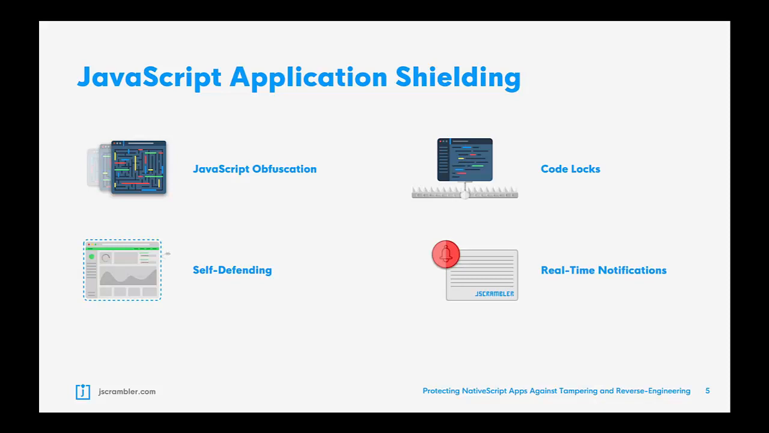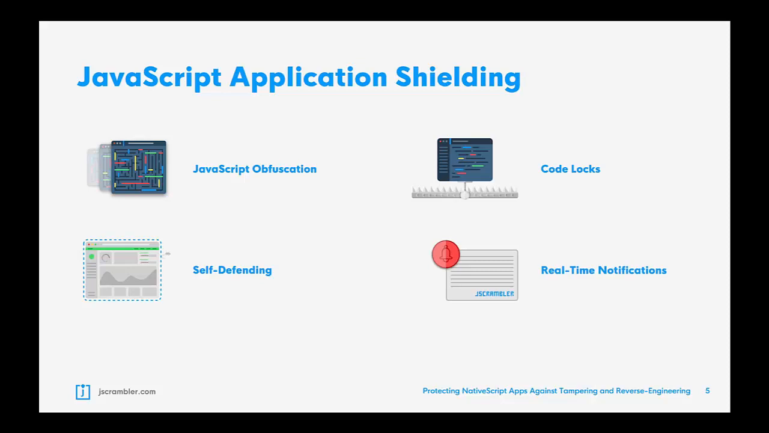We have a third layer of protection which we call self-defending code. Self-defending is a combination of anti-tampering and anti-debugging. So if you change the code in any way, the integrity checks will be triggered and the code will break on purpose to prevent the attack from being successful.